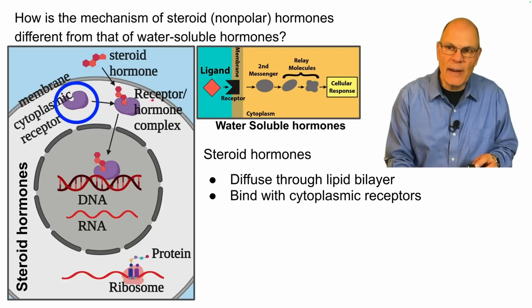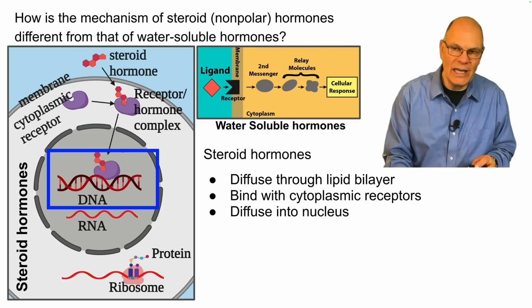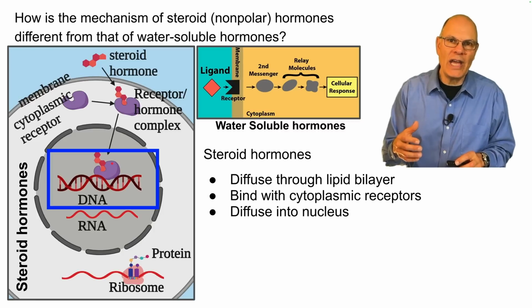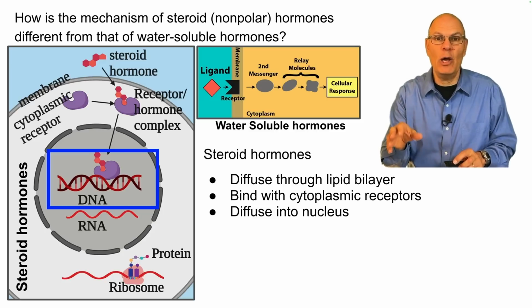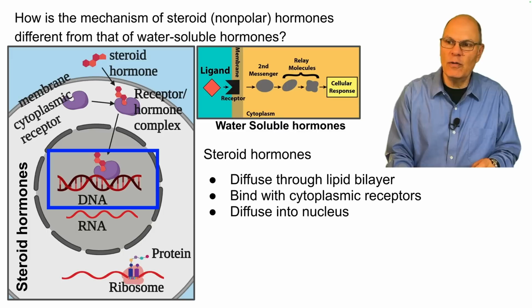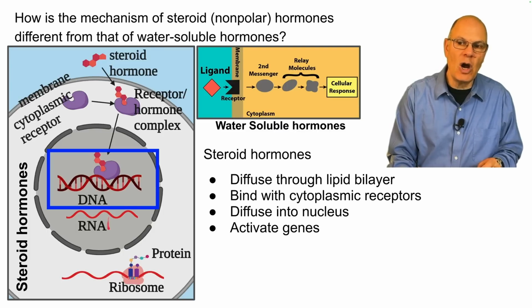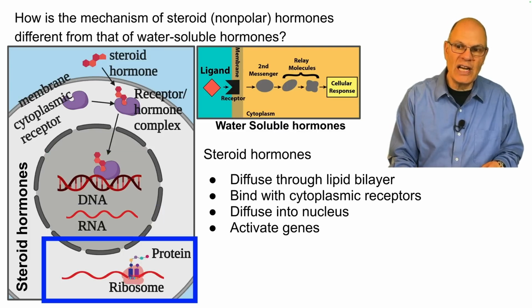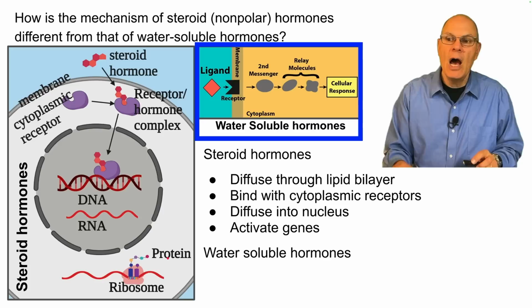That forms a receptor hormone complex, and that is capable of diffusing into the nucleus, where it acts as a transcription factor, something we'll talk about in AP Bio Unit 6. But all you need to know for now is that that can activate genes. So the DNA gets made into RNA. The RNA goes into the cytoplasm. It gets read by a ribosome and gets made into a protein.